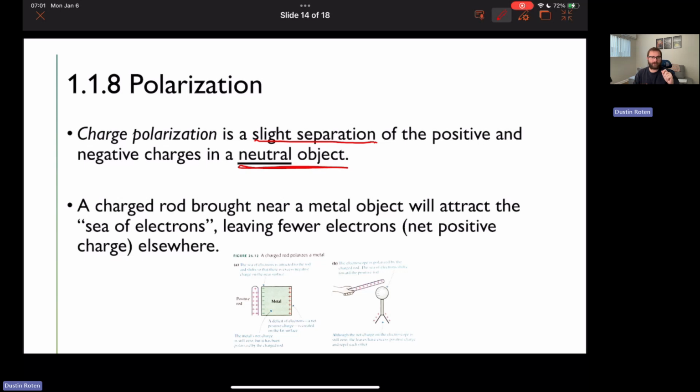So you can think about it in terms of taking a charged rod. Okay, let me read the bullet point, then I'll zoom in. So we're going to take a charged rod, we're going to move it near a metal object. And that charged rod is going to affect the sea of electrons, all those free flowing electrons. Basically, what's going to happen is we're going to move the sea of electrons, and anywhere it moves from, you're just left with those protons in the nuclei.